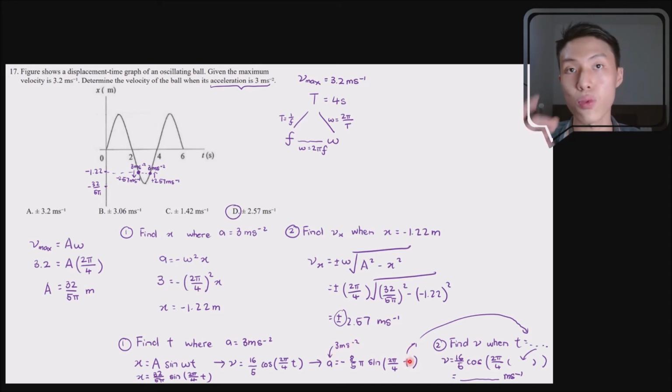So your t here will not have one answer. There's technically an infinite number of answers where the acceleration is equal to 3 meter per second square. So for different moments, you get either positive 2.57 or negative 2.57, depending on which t you are substituting in. For the different t that you substitute inside here, you get either positive 2.57 or negative 2.57. That's why the answer is plus minus 2.57 meter per second square. So that's how you solve question 17 over here.